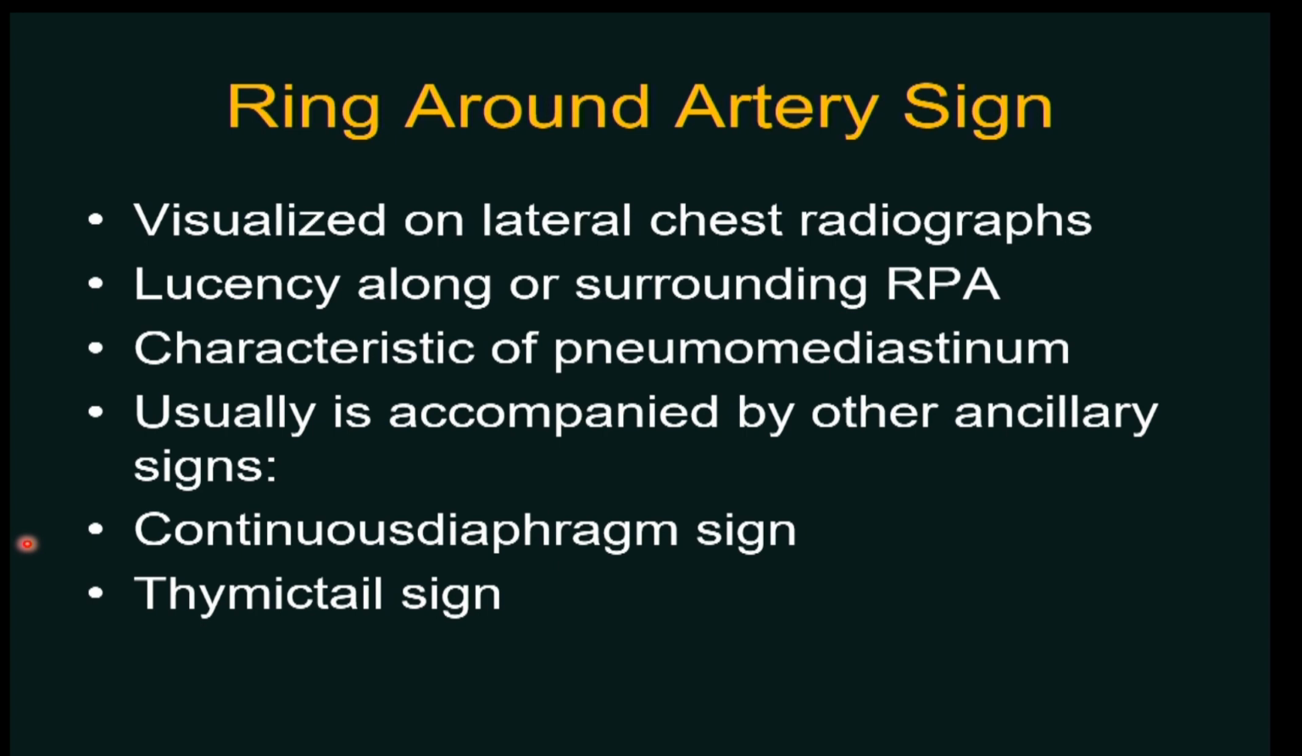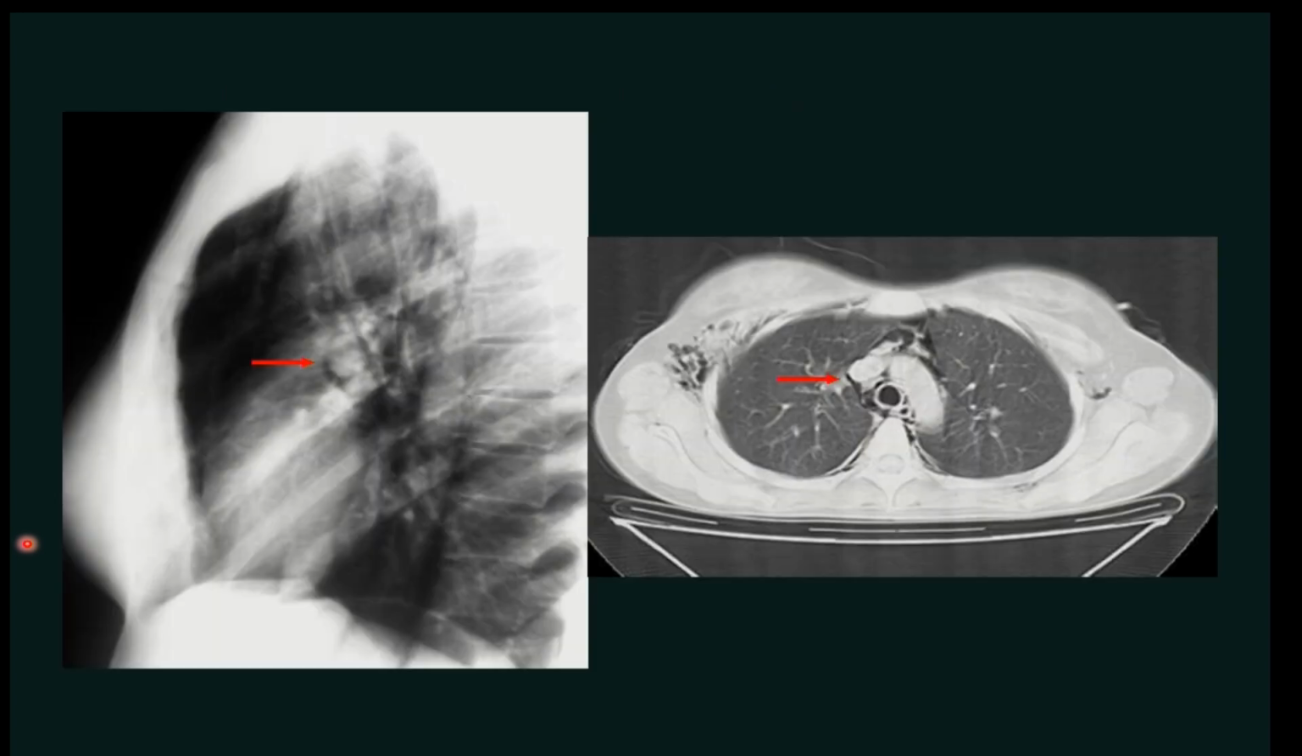Ring around the artery sign. This is not a very important sign, not very commonly seen. This is usually associated with air around the artery, the right main pulmonary artery, usually seen on lateral chest radiographs and CT of course, in cases with polytrauma, road traffic accident cases with pneumomediastinum, pneumoperitoneum and things like that. Additionally you can see air surrounding the artery here. You can see this lucency around the right pulmonary artery. You can see some subcutaneous emphysema and air in the mediastinum also.